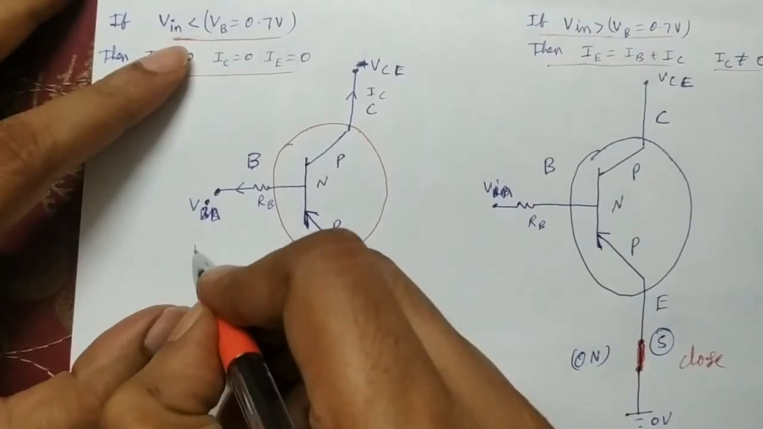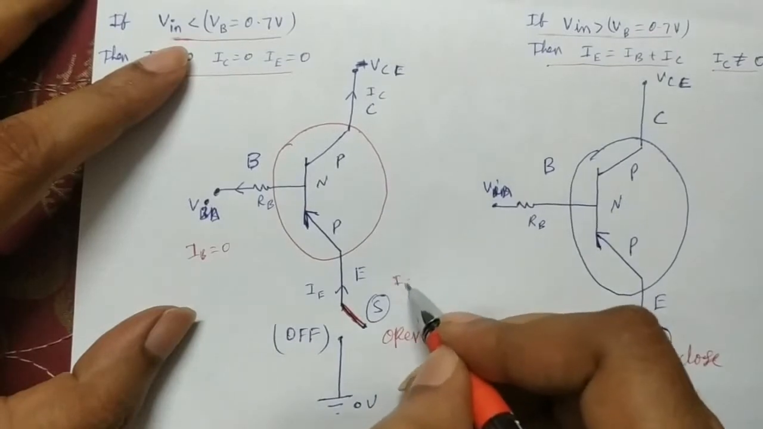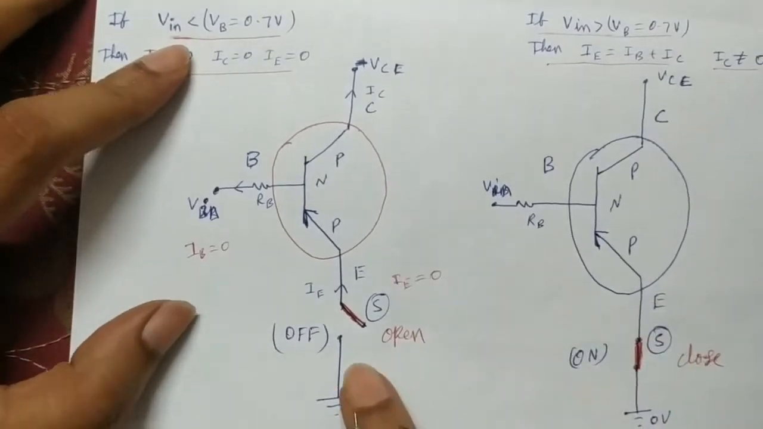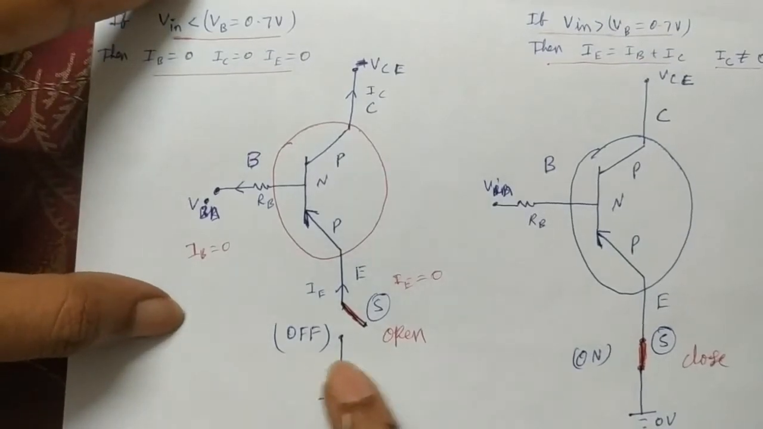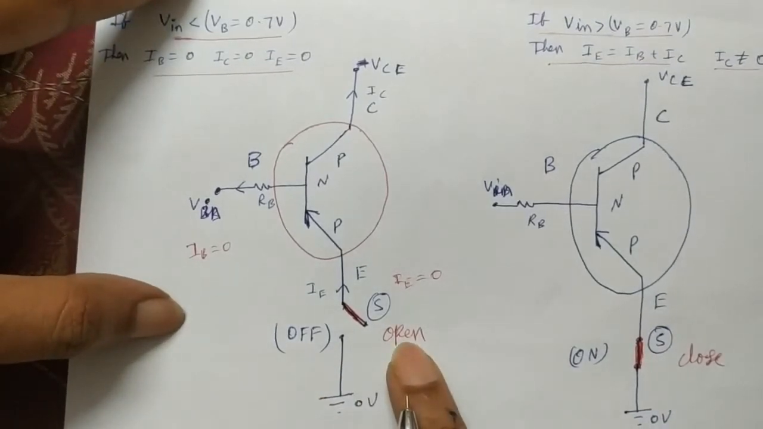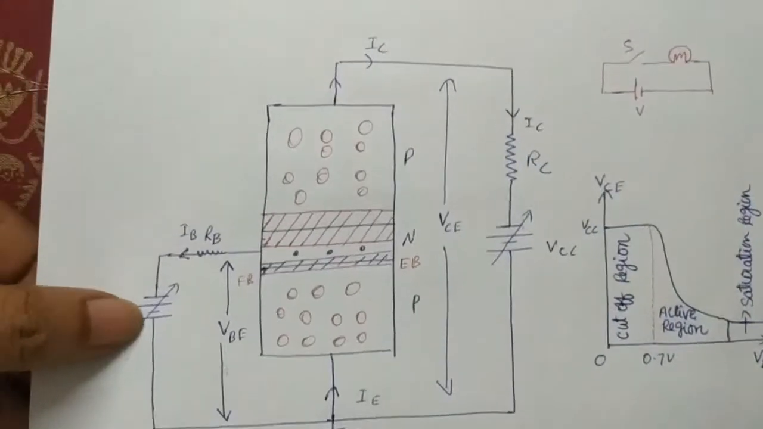So if base current is 0, IB is equal to 0, IE also is equal to 0. Then it is working as an open switch, meaning in the off position, the bulb is not working. Now if the base current increases, what happens?